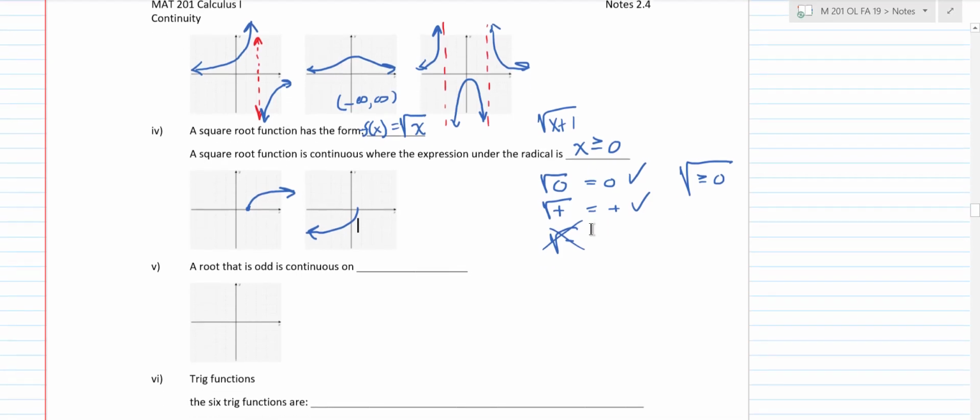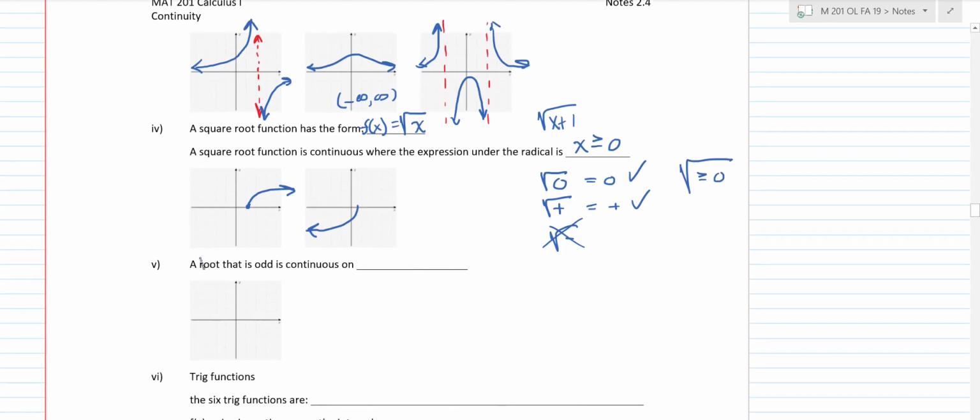That's the idea. And the next thing: a root that is odd is continuous on all real numbers. Let me give you an example of that. If you had an odd root, like the third root of 0, well, the third root of 0 is 0. You can do that. The third root of positive 8 is 2. So the cube root, or odd root, of a positive number is always positive.